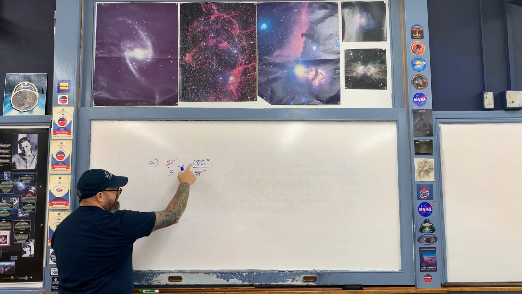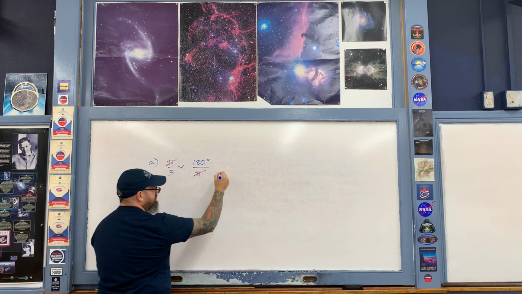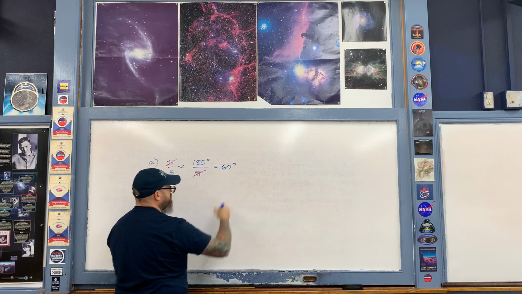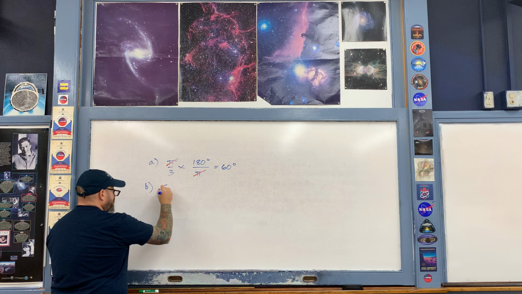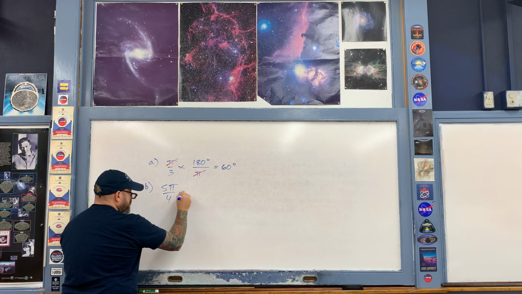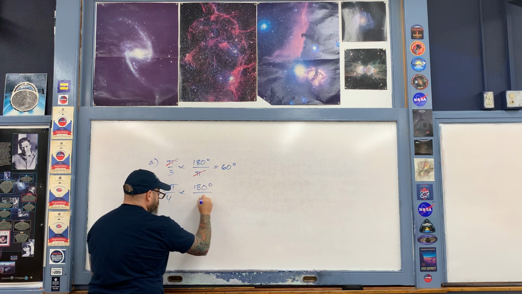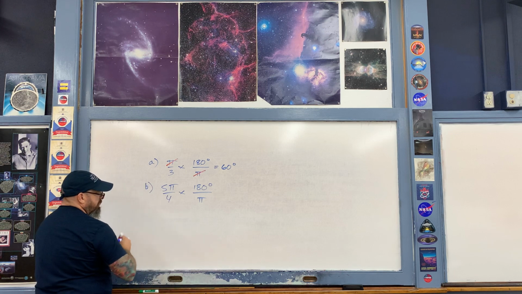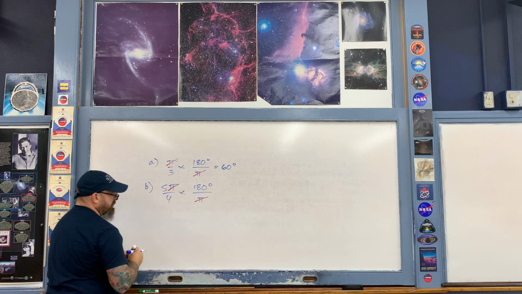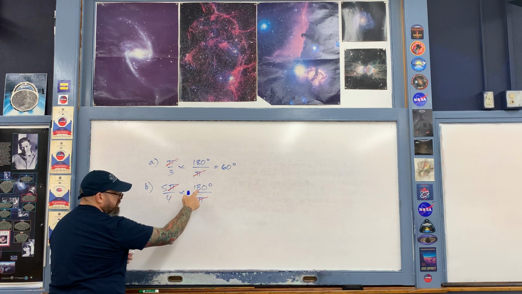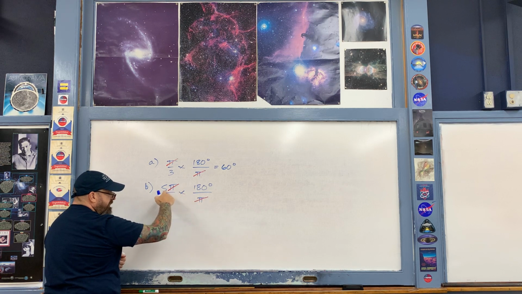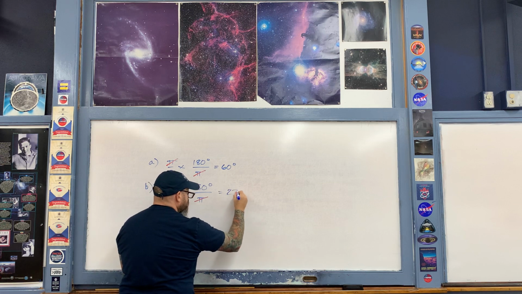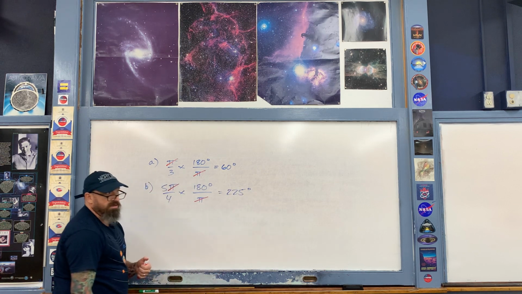And then 3 goes into 180 60 times. So this is a 60-degree angle, like so. Okay, let's take a look at the others. 5 pi over 4. We're going to convert this by multiplying by 180 over pi. Once again, you just cancel out the pi here and here. 4 goes into 180 45 times. And then 45 times 5 is 225 degrees, like so.